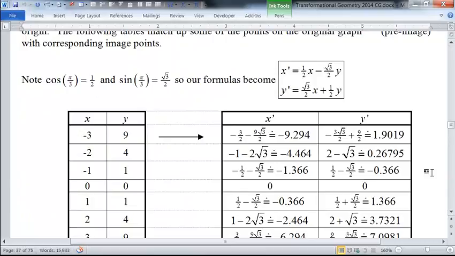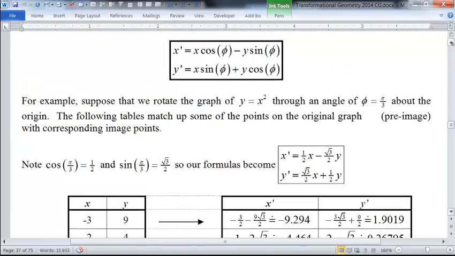So here is what we need. Now we need to get this formula. Let's see, where's our formula? Okay, here's our formula right here. And we need to plug in pi over 3 for phi, excuse me. Okay, so we're looking at it up here. We need cosine of phi and sine of phi. So cosine of pi over 3 and sine of pi over 3.